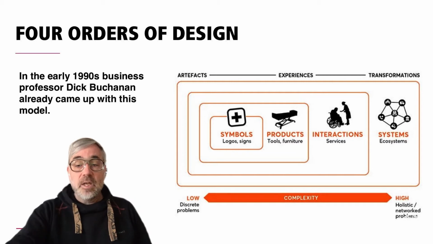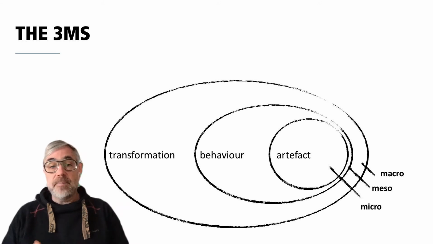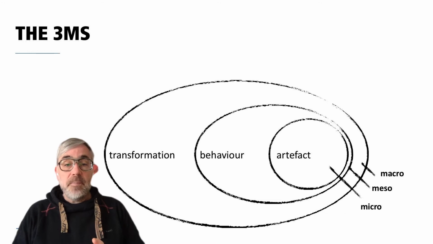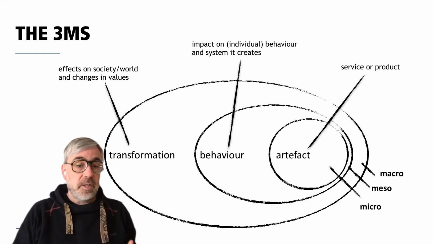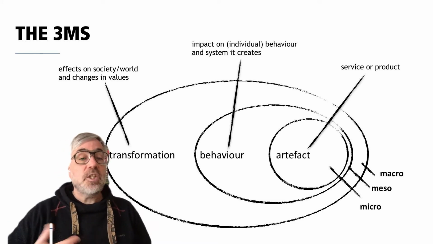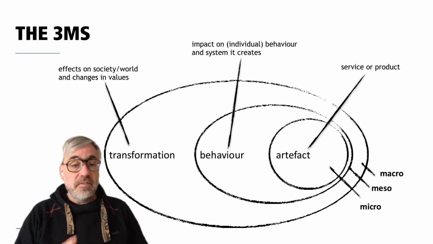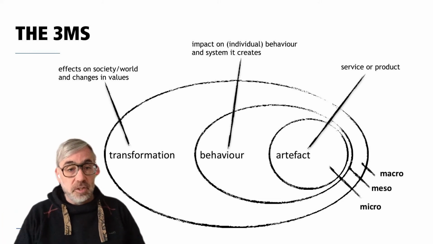With speculative futures, we've come up with the 3 M's. Because we like 3 more than 4, we came up with this model, where you think about the artifact, the behavior, and the transformation. And then, of course, the artifact is the service or product that you make. The behavior is not only what the user wants, but it's much more. It's also the impact that it has on an individual, on a user. And also the systems that it will change because it is introduced.